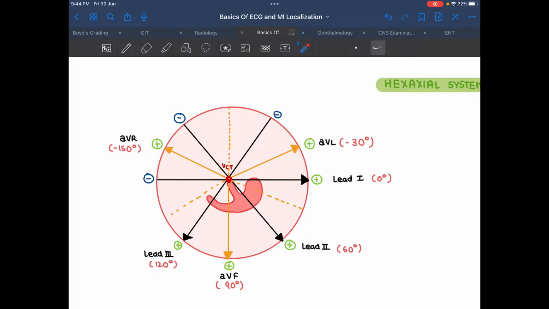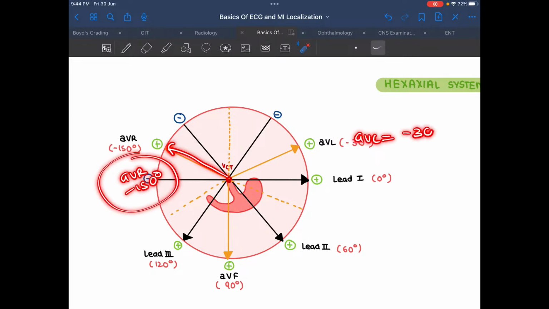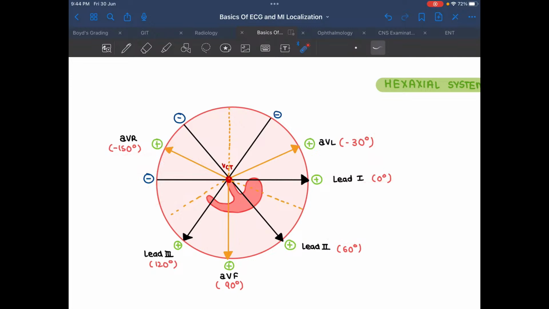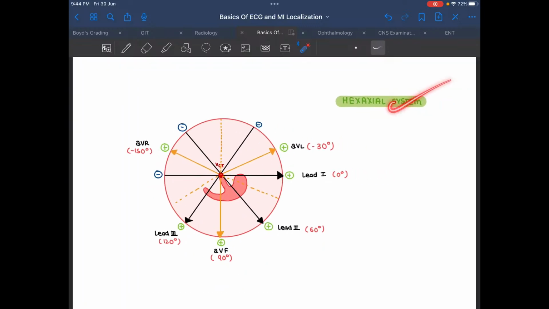But what about the augmented limb leads that I just created? If I'm going to draw the AVR, how will I draw it? I'm going to draw it from the center of the heart, that is my central terminal, and I'm going to draw towards AVR, which is at -150 degrees. AVL is at -30 degrees, and my AVF is at +90 degrees. Okay, and it's only going to have an exploring electrode, so my axis is going to run from the center of the heart outwards toward that specific limb. Okay, so this becomes my hexaxial system.